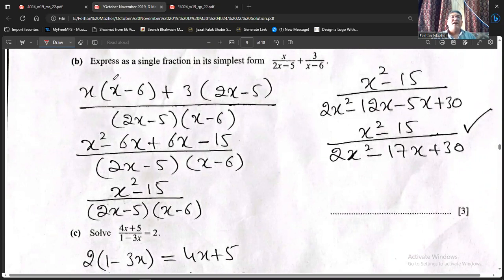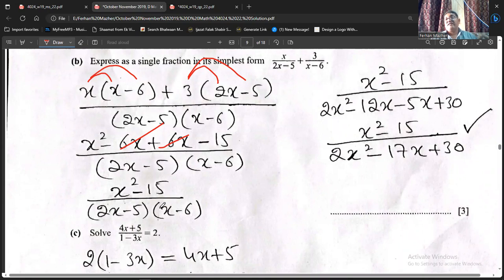So here you will have x(x minus 6) plus 3(2x minus 5). This x will multiply with both the terms, and this 3 will multiply with both these terms. So we will have x squared minus 6x plus 6x minus 15, divided by this thing, which will remain as it is. The minus 6x and plus 6x are gone, so you will have x squared minus 15, divided by this.